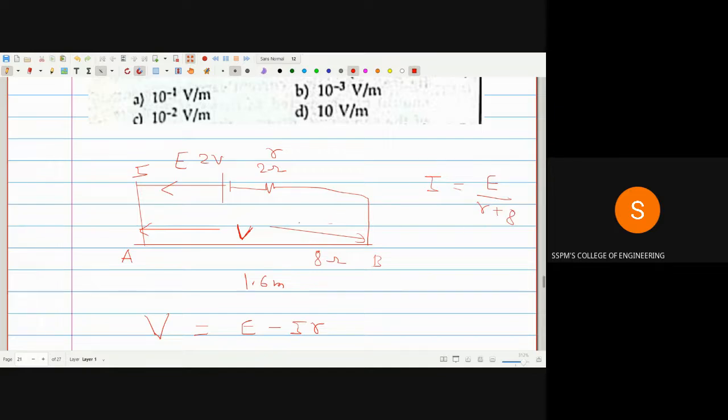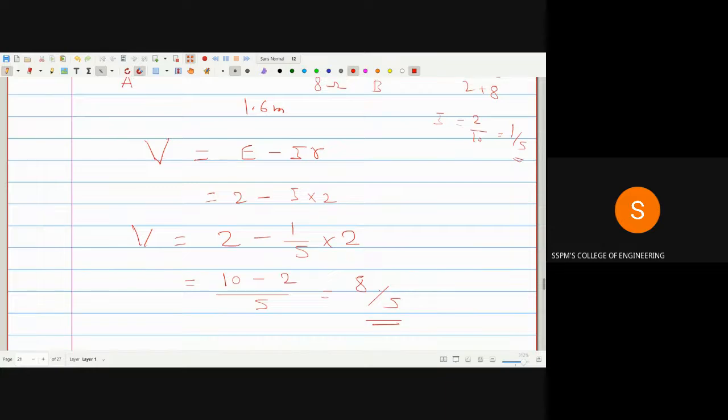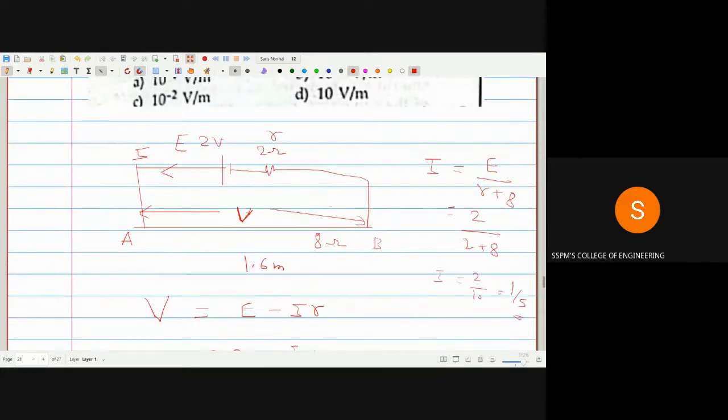E is 2, R is 2, and the resistance of the wire is 8. What is the current? 2 upon 10, or 1 upon 5. The current is 1 upon 5. So what is the potential difference between AB? 2 minus 1 upon 5 multiplied by 2. That is 10 minus 2 divided by 5, which is 8 divided by 5. The potential difference across AB is 8 divided by 5.